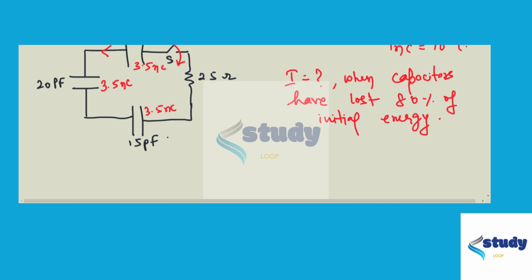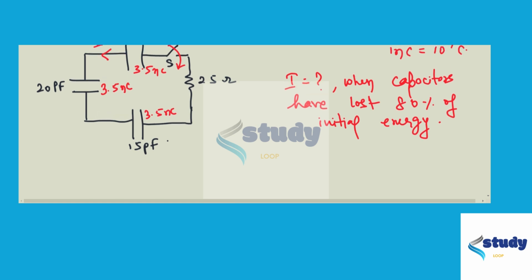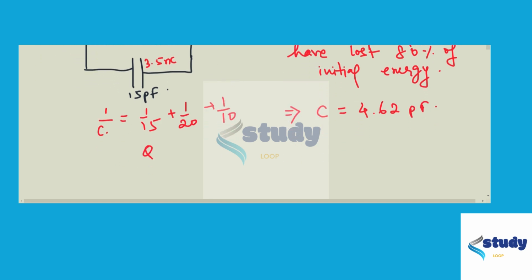In order to progress ahead, we first find out the equivalent capacity of this given network, and these are in series. So their equivalent capacity will be 1 by C equals 1 by 15 plus 1 by 20 plus 1 by 10. From here, if we simplify, we get the value of C coming out to be 4.62 picofarad. And the initial charge, let us say Q naught, is given as 3.5 nanocoulomb, where nanocoulomb uses the factor 10 to the power minus 9 coulomb.